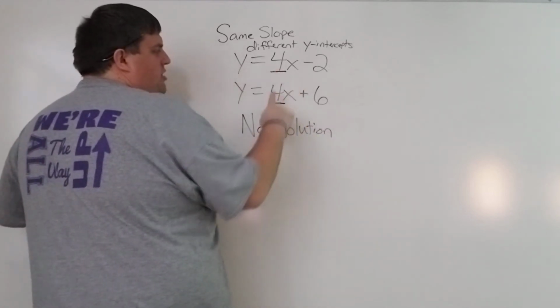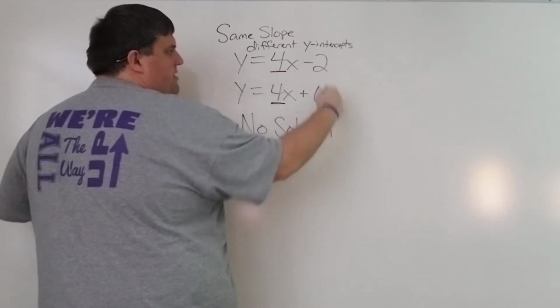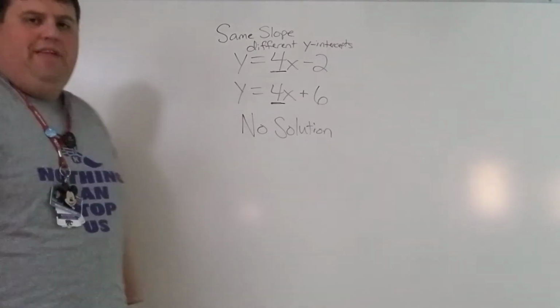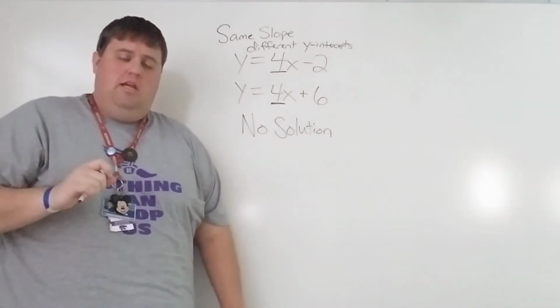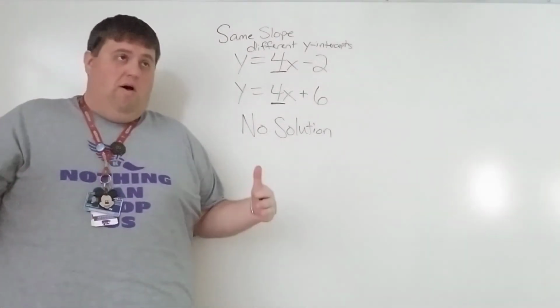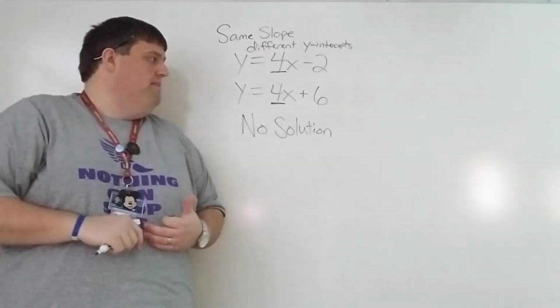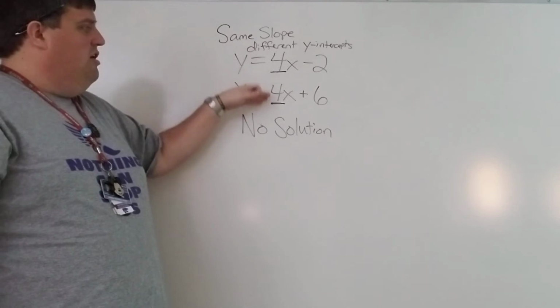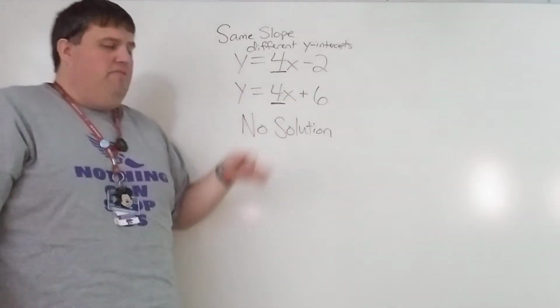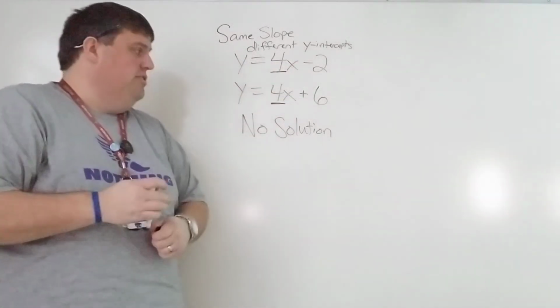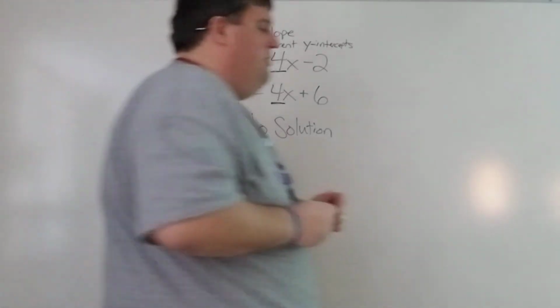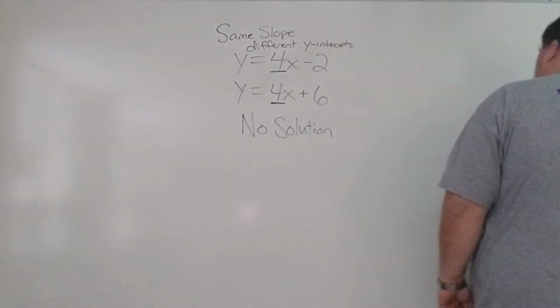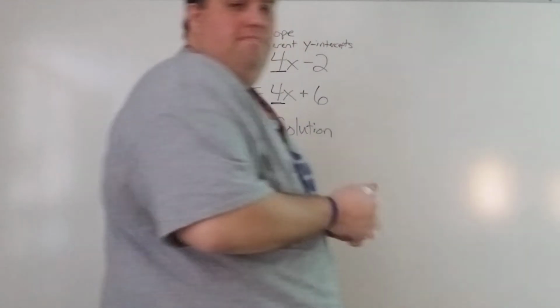Every single time the slopes are the same but the y-intercepts are different, we know that is going to be a no solution. So today we're not really going to solve anything. I'm not going to teach you a method in solving, but I'm going to say if you see that the slopes are the same but the y-intercepts are different, you need to know that means no solution. Okay? Now, I said that there was three possibilities here, right?